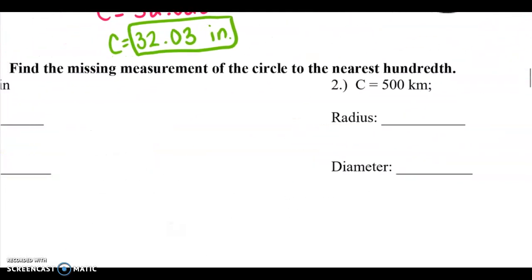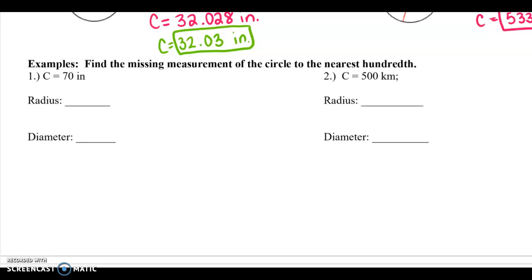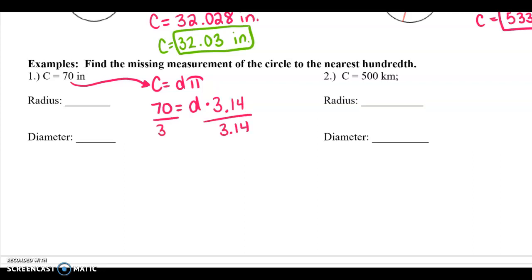All right. These are working backwards. So working backwards, they gave us the circumference and they want us to find the diameter and the radius. So the circumference formula I'm going to use is diameter times pi. So I'm going to fill in that the circumference is 70 and that pi is 3.14. So what I have to do is I have to divide both sides by 3.14. Cancels, gives me the diameter.